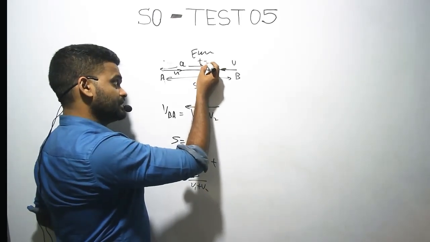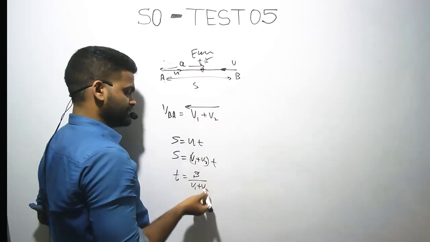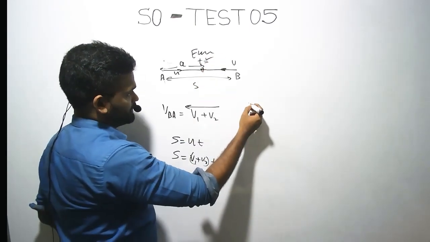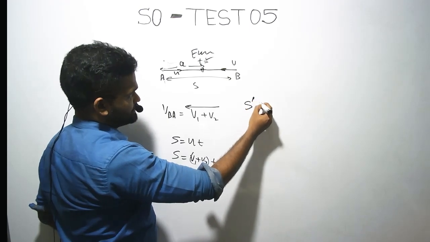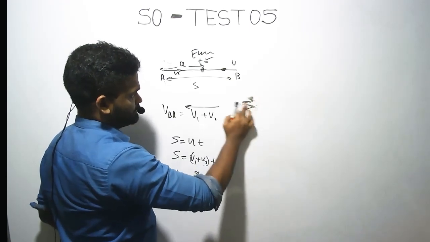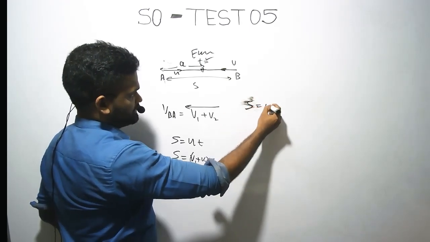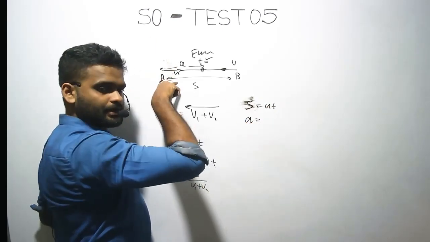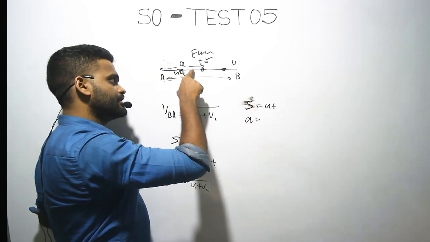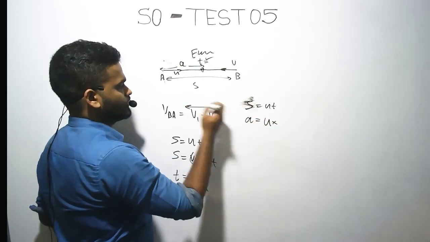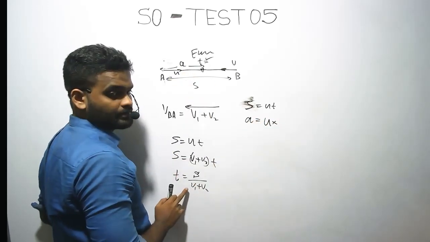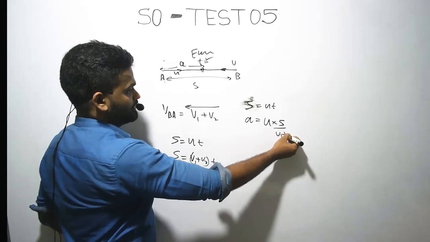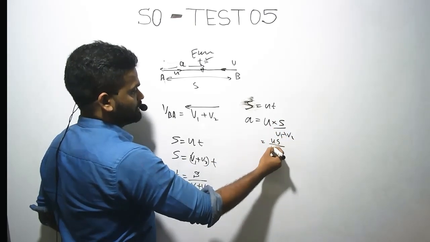But in the Earth's frame as well, we know the time. This time. Then just apply, let's say S dash. Here we took it as simple A. So S equals ut. So simple A should be what? Now in the Earth's frame, A moves at u. What's the time? We found that time. S divided by v1 plus v2. So us divided by v1 plus v2.